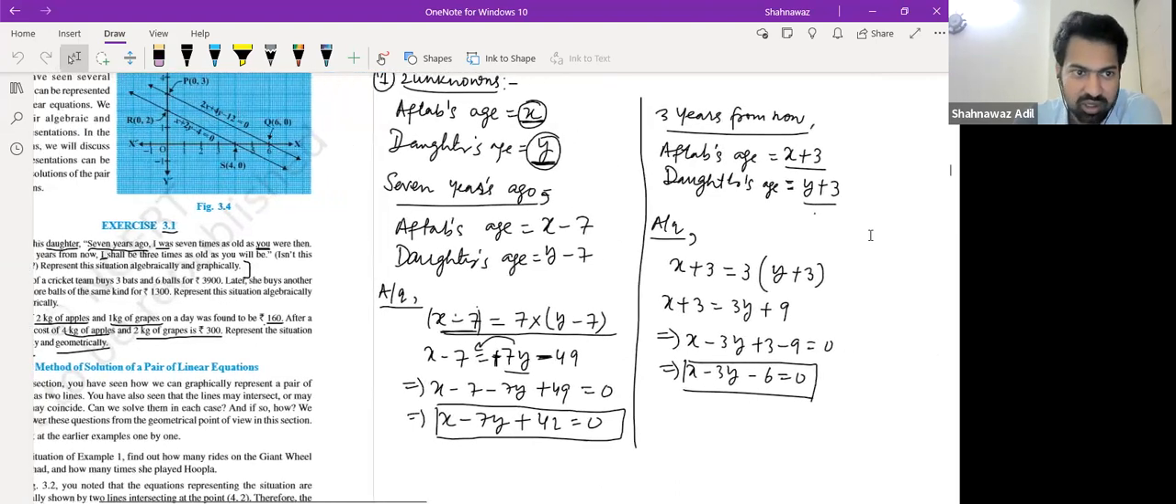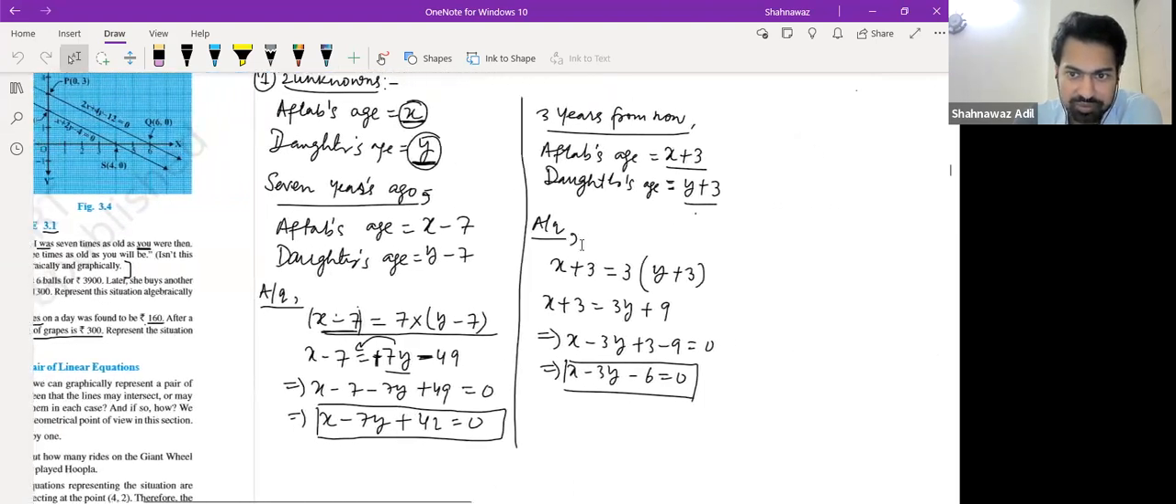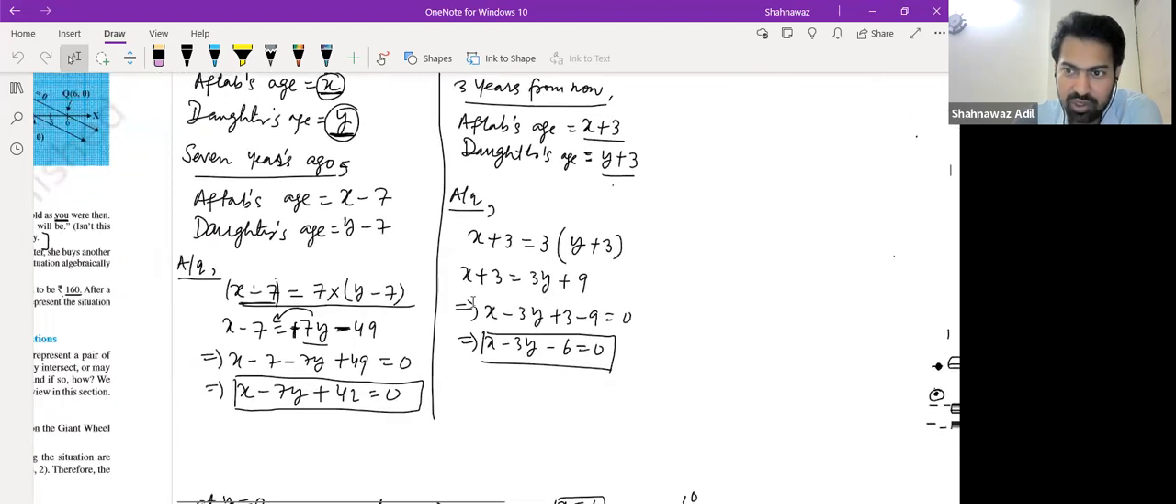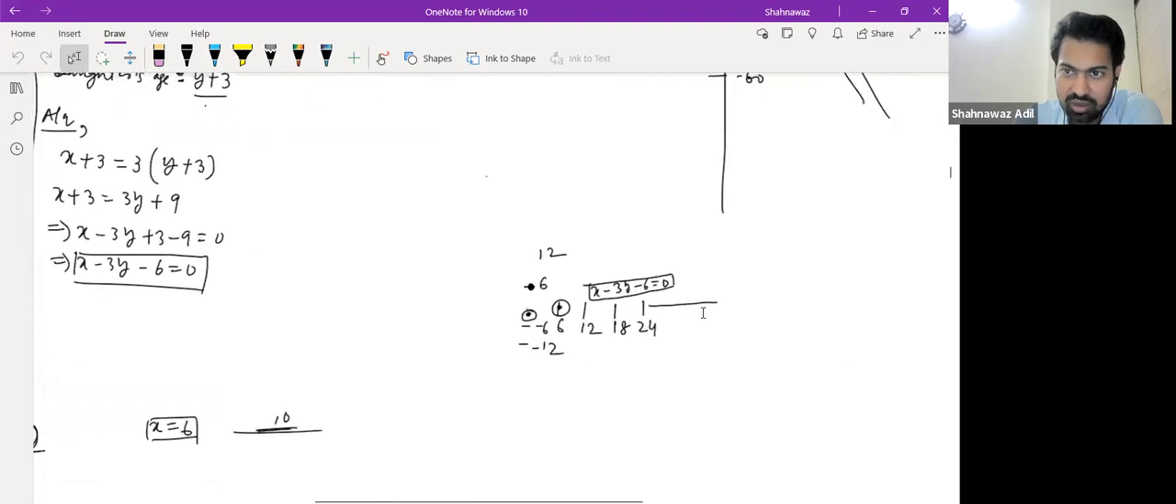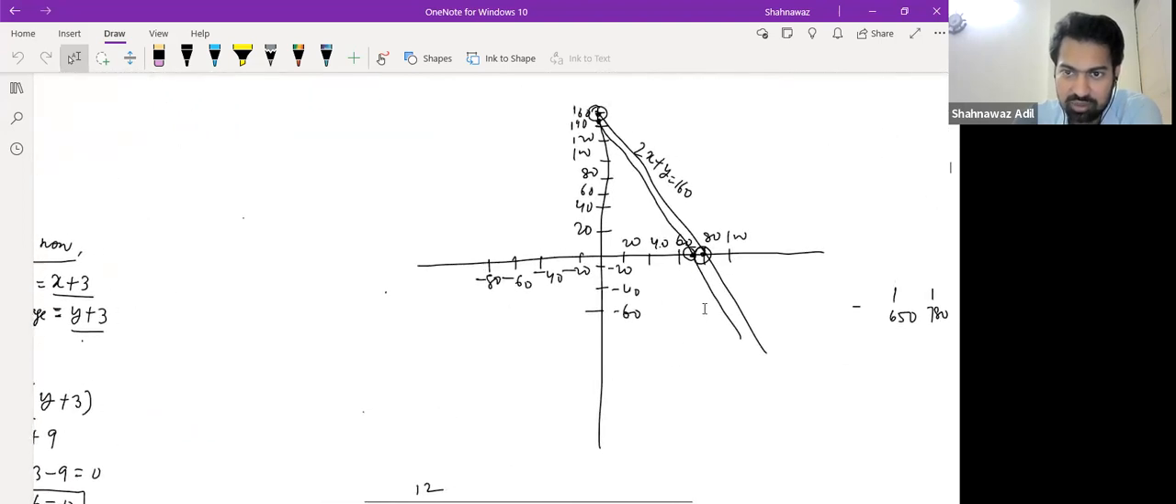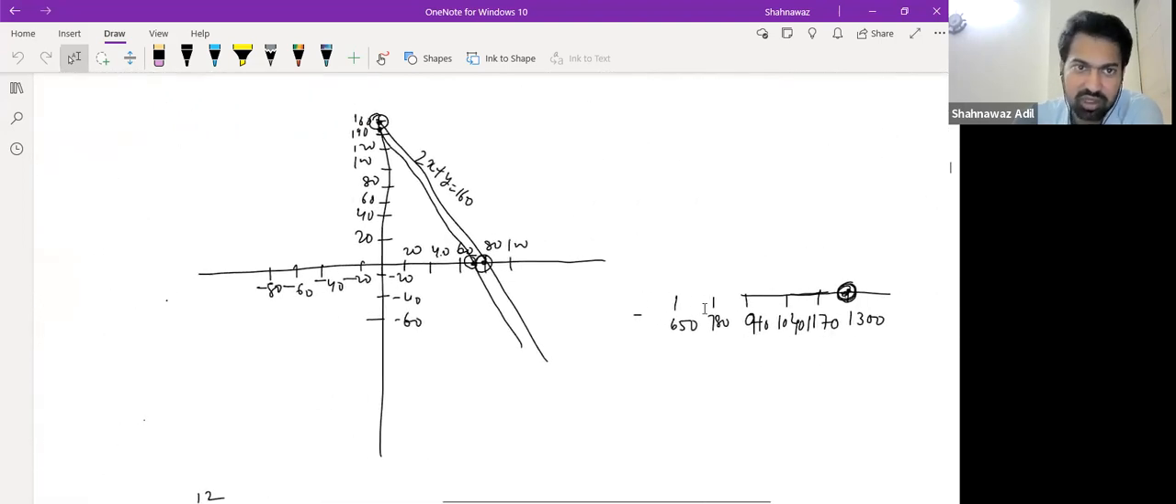Okay. So we have these two pair of linear equations. Which question is this?